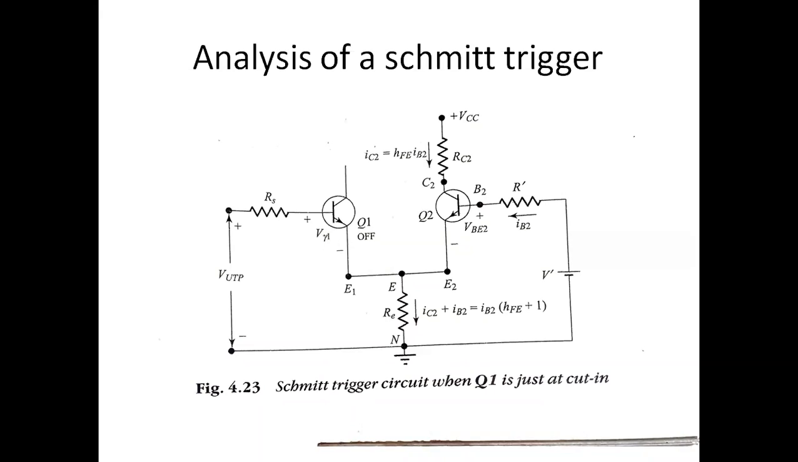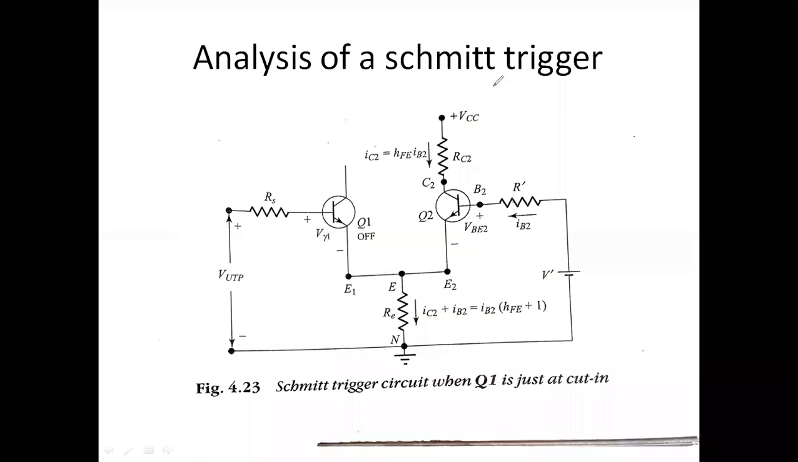You have seen the Schmitt trigger applications and how the Schmitt trigger responds for different loop gains, when the loop gain is greater than one and when it is less than one. We have seen this in the morning classes. Now we have a small derivation regarding the voltage at the upper triggering point and the voltage at the lower triggering point.